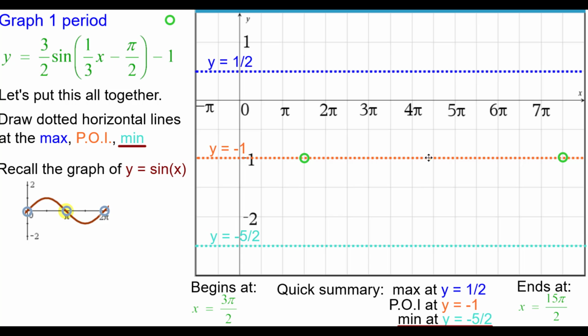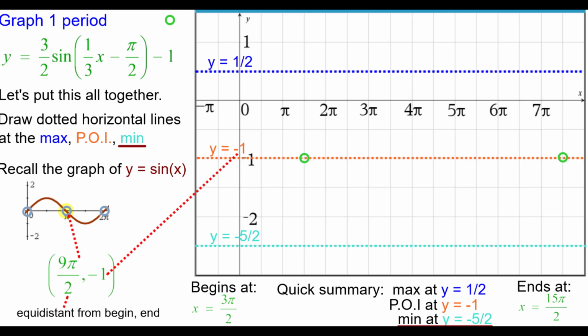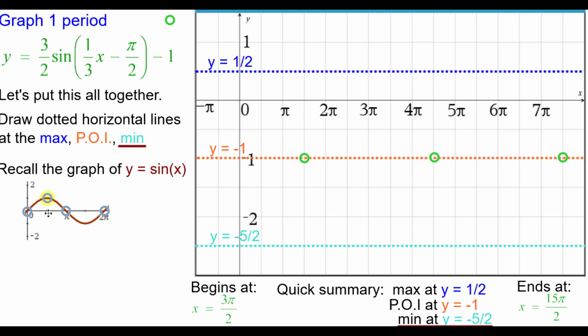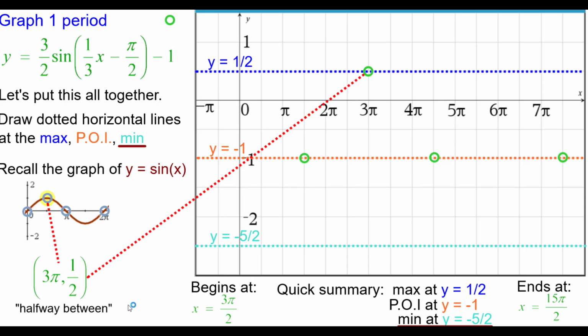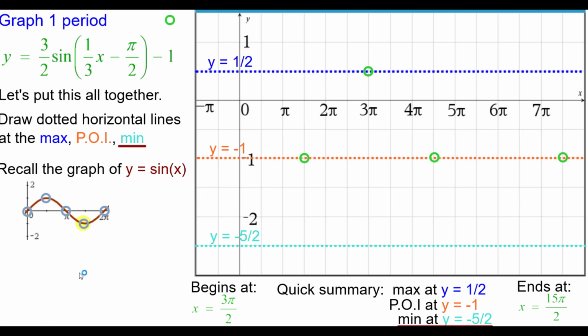Our point of inflection here is going to be halfway between these two points. And so that's going to be at 9 pi over 2, comma, -1. You can see that those are equidistant there. This maximum halfway between these two will be somewhere up here along this dotted line. So going halfway, that's at 3 pi, comma, 1/2. And then finally, our minimum is going to be halfway between these two, down at y equals -5/2 for the y value. So that's 6 pi, comma, -5/2.